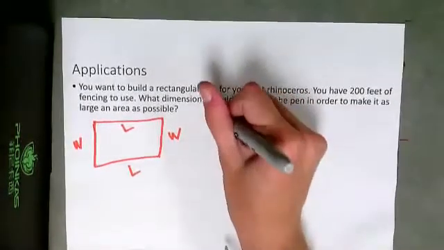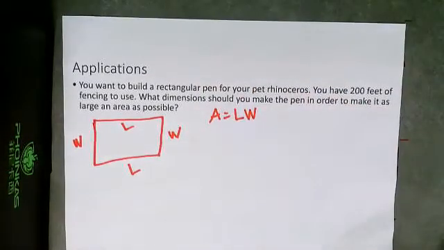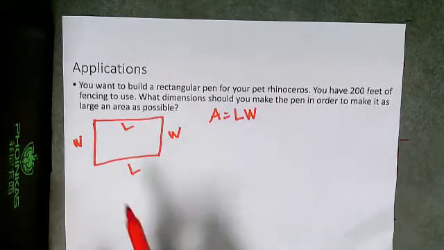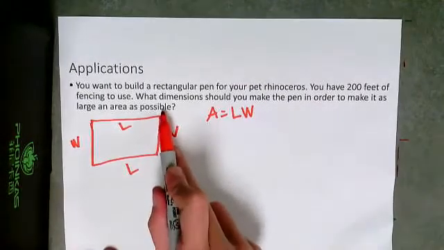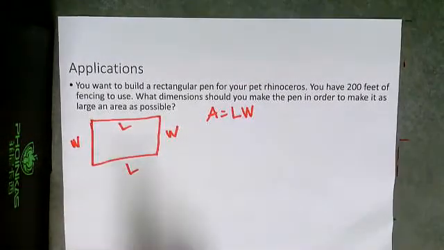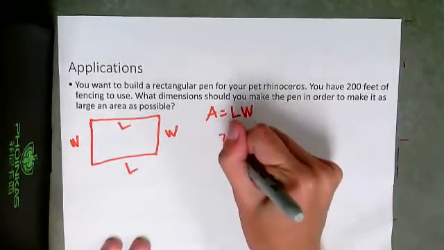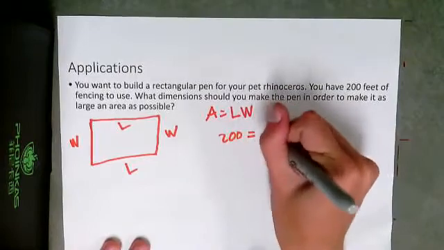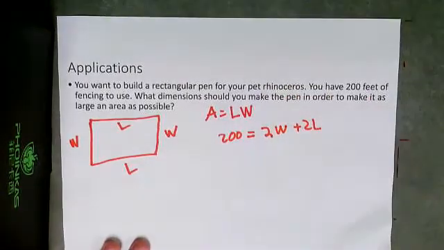The area of a rectangle is length times width. Now, we are given that we have 200 feet of fencing to use. So that means to fence in this whole rectangle, i.e. to go one length, one width, one length, one width, we have 200 feet of fence available. So that means 200 feet of fence is equal to twice the width plus twice the length, right? It's the perimeter.